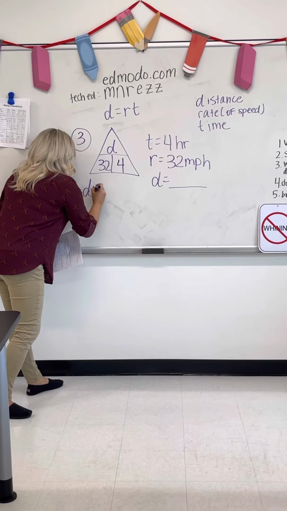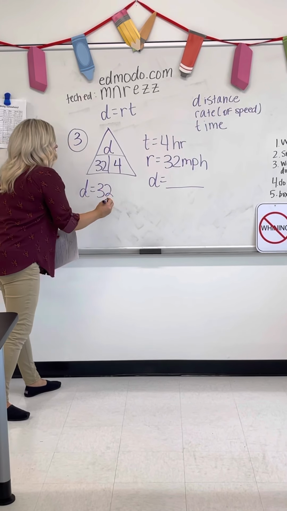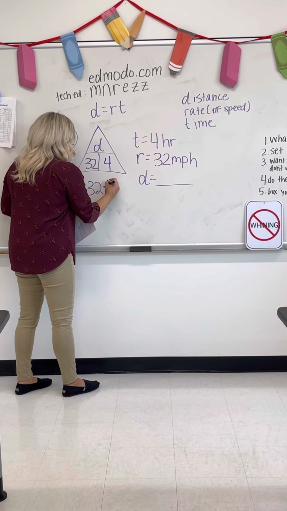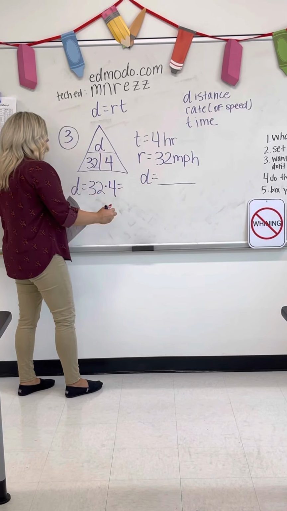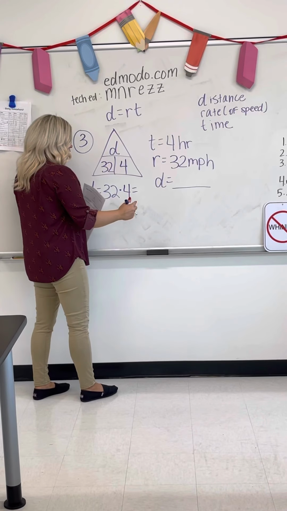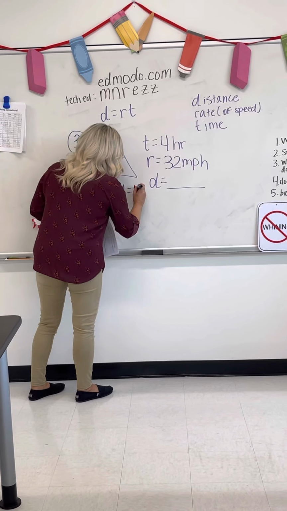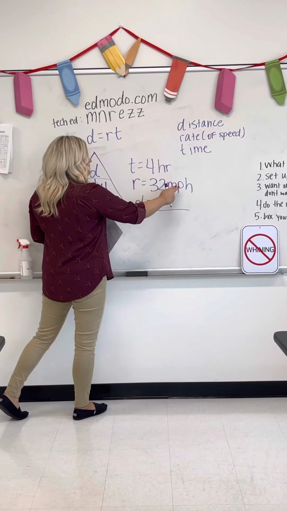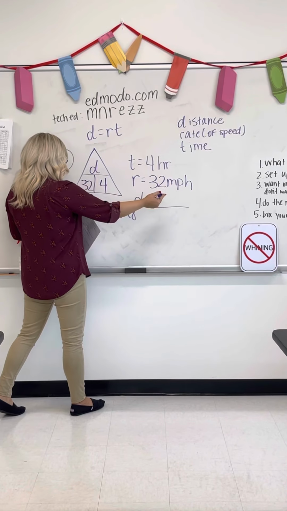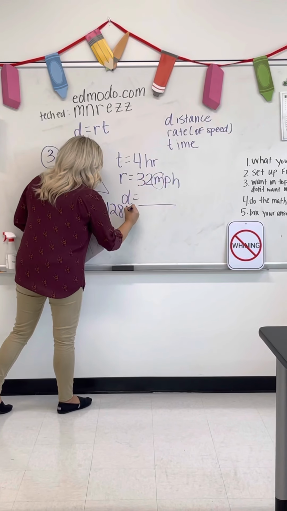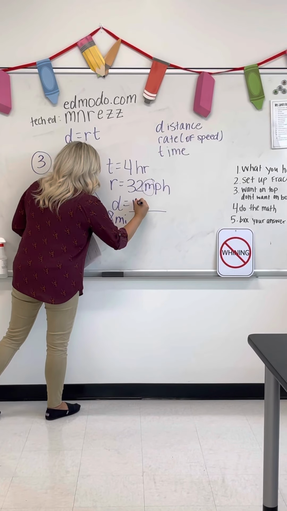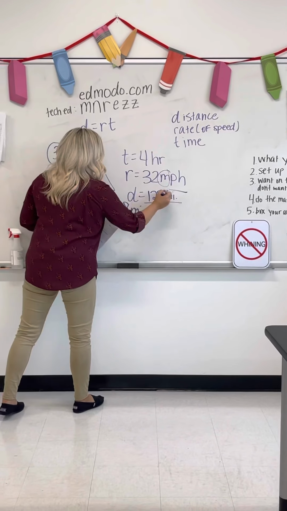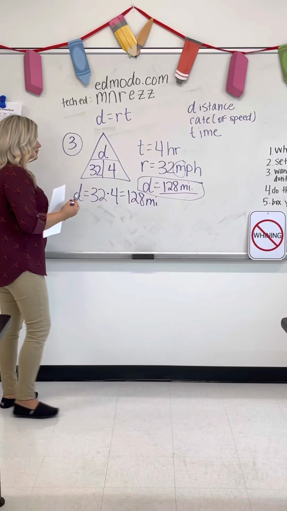So distance is equal to 32, and since they're beside each other, it's multiplication. So 32 times 4, which is equal to 128. Yep, 128. In our unit, we have hours and miles per hour. So for distance, our unit is going to be miles. Distance is 128 miles. And that will be your answer. That's it.